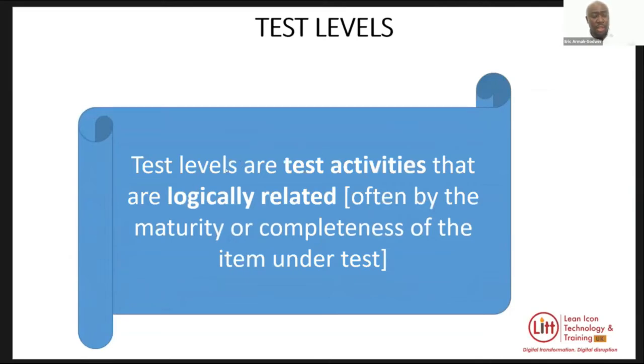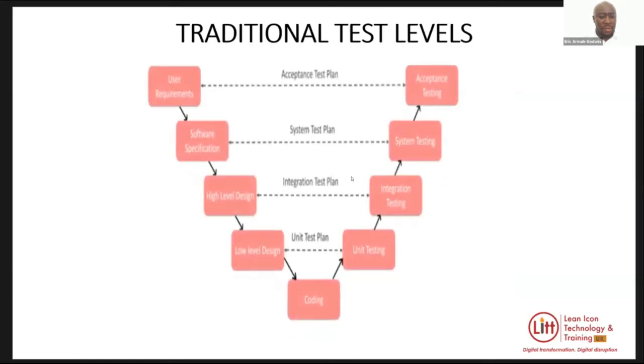Test levels. Test levels are test activities that are logically related, often by maturity or completeness of the item under test. These are logically related test activities performed at different phases of a development cycle. And we'll see an example here with this V model diagram.